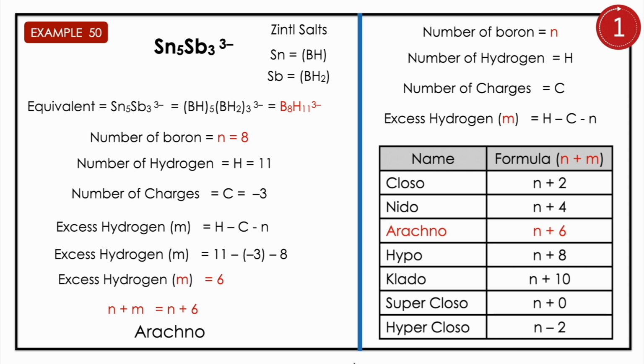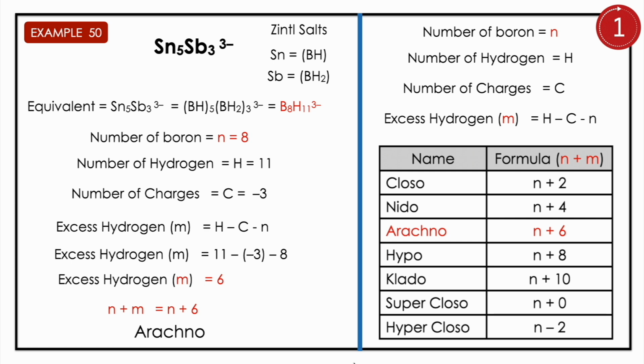Tin is in the carbon series, so the boron equivalent will be BH. Antimony is in the nitrogen series, so the boron equivalent will be BH2. If you substitute the values in the metal cluster, the formula will be (BH)5(BH2)3 3-. If you rewrite it, you have B8H11 3-. So the compound becomes simple boron hydride, and we can apply Wade's rule here.